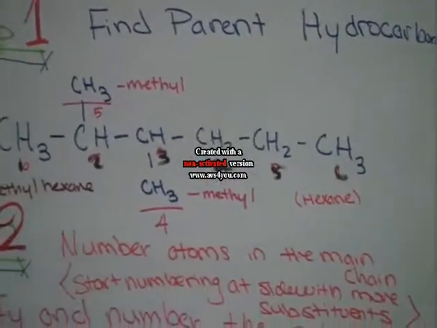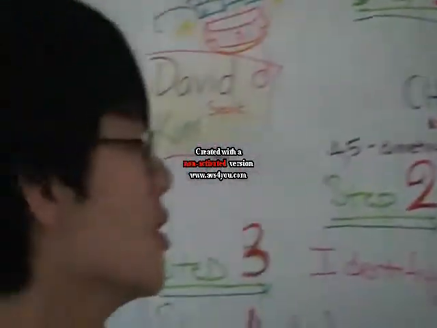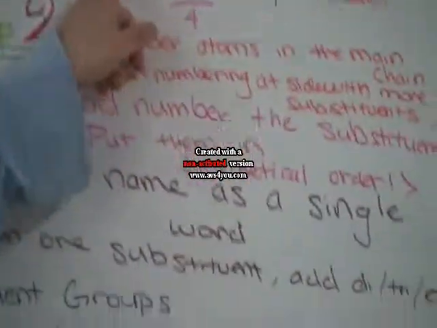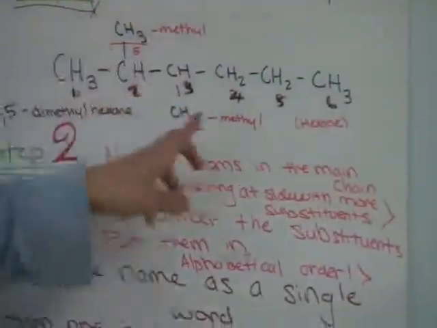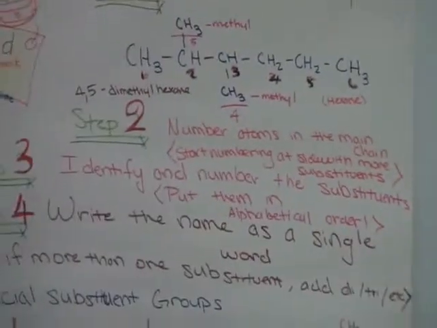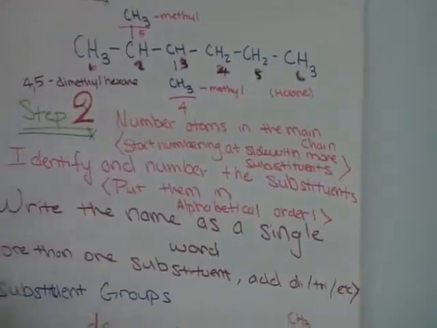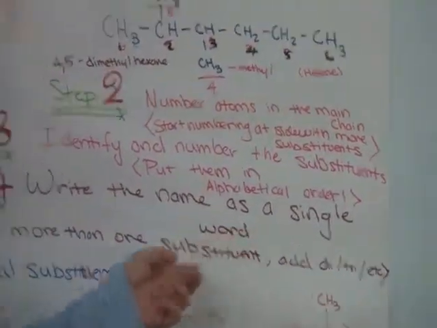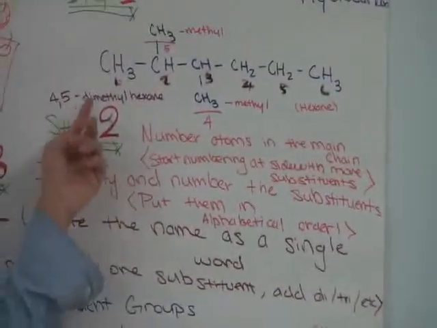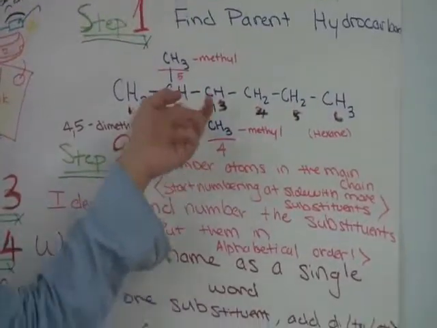So third one, identify and number the substituents. Put them in alphabetical order when you're naming them. So this has a methyl group, CH3. This also has a methyl group, CH3. And fourth, write the name as a single word.